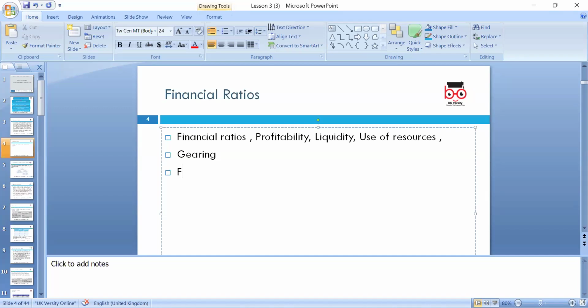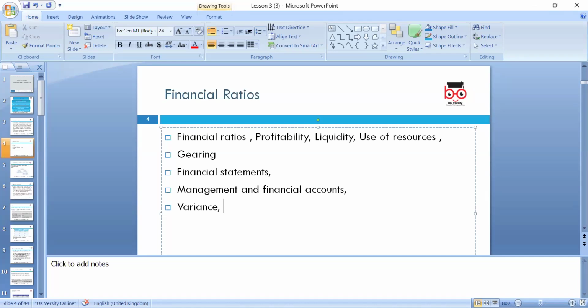Then we discussed financial statements, how many types of financial statements we prepare in accounting. We discussed management and financial accounts. We discussed the qualitative and quantitative characteristics of financial statements. And we had a discussion about budgets, budgetary control, and variance. We had a discussion about variance as well. These were the key points we discussed in the previous lesson.